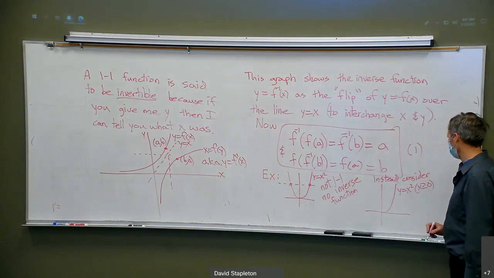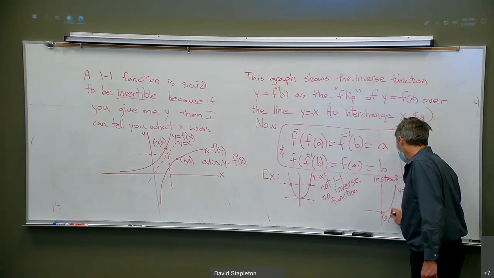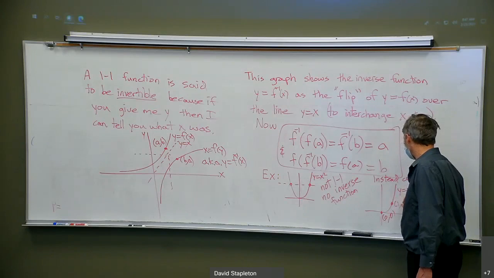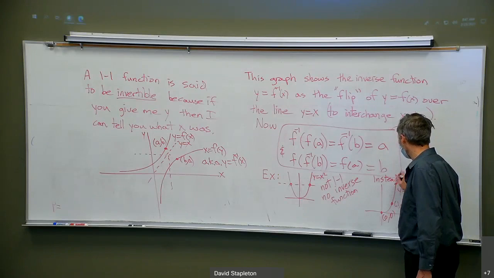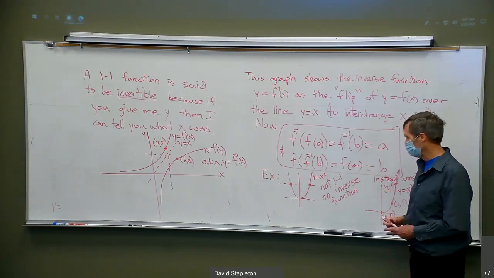Now it's half of a parabola. It starts here at the point 0, 0. If you put in 1 and square 1, you get 1, so it goes through 1, 1. It also goes through 2, 4, and all these other wonderful points. It keeps going up. Notice no horizontal line intersects more than once. This is one-to-one. I can inverse it. What's the inverse?